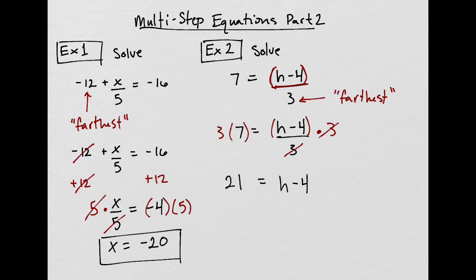And now it's a one-step equation. So the third thing that we have to do is just solve the one-step equation. Again, I'm trying to get the variable by itself. The variable is h. The minus 4 makes it not by itself, so I have to undo this minus 4. So plus 4 to both sides. That cancels, leaving me with just h on the right side. And 21 plus 4 is 25.